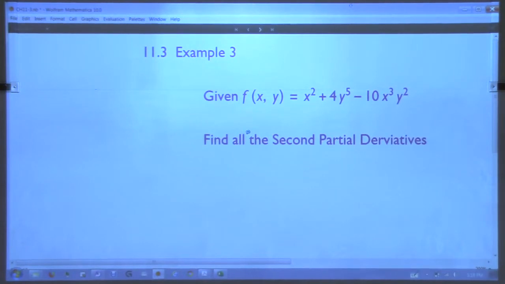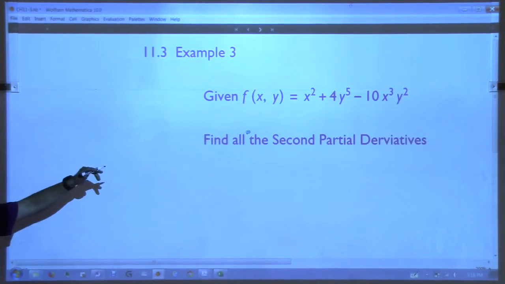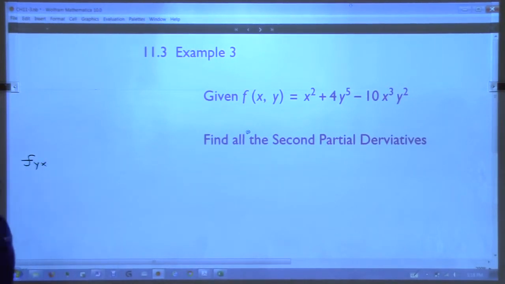Let's only do one of these. There are four second partials for this, right? There's fxx, fyy, fxy, fyx. So let's do one of them. How about fyx? So I'm going to first differentiate with respect to y, right? So let me do that separately.